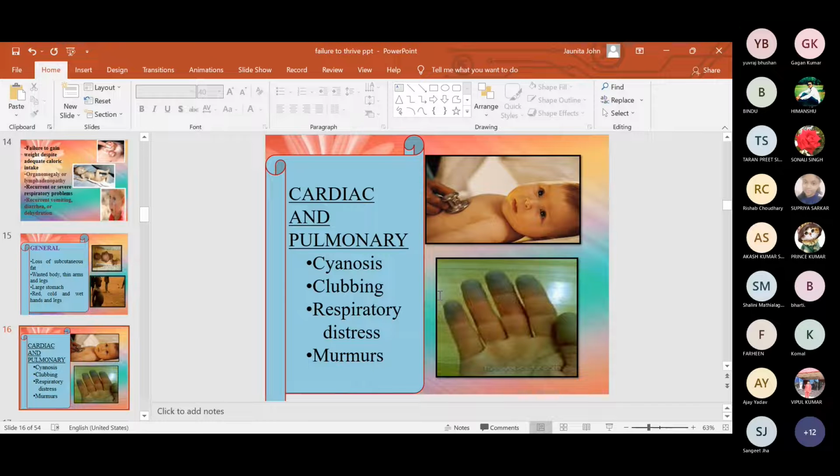So under this we had seen cardiac and pulmonary clinical manifestation. Under that we had seen cyanosis, clubbing, respiratory distress, murmurs. Before that we had seen general signs and symptoms, which were loss of fat in the subcutaneous area, then wasted body, stomach large, cold, red, wet hands and feet.